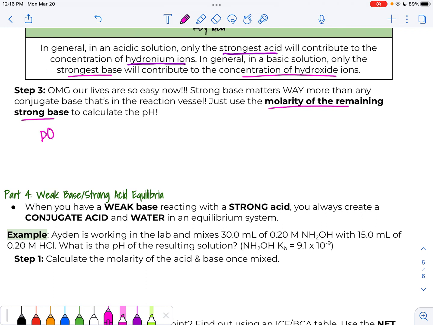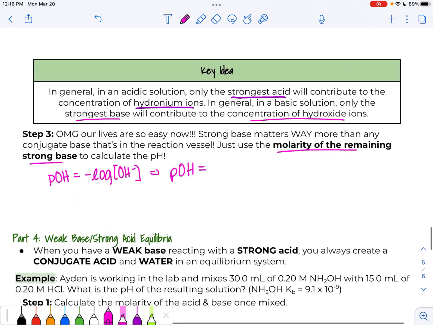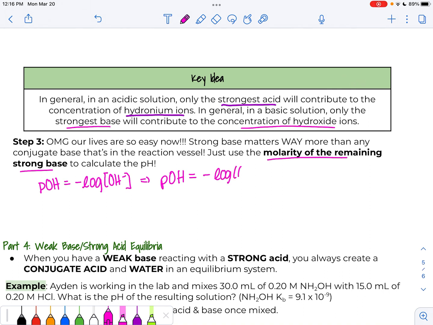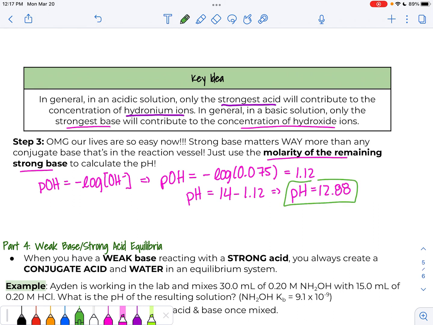To find pH, we start by finding pOH, because we have a concentration of hydroxide ions left over. And how much do we have? 0.075 molar. So negative log of 0.075 gets us 1.12. The pH of our solution is going to be 14 minus that answer, so pH is equal to 12.88. So there's our final pH.